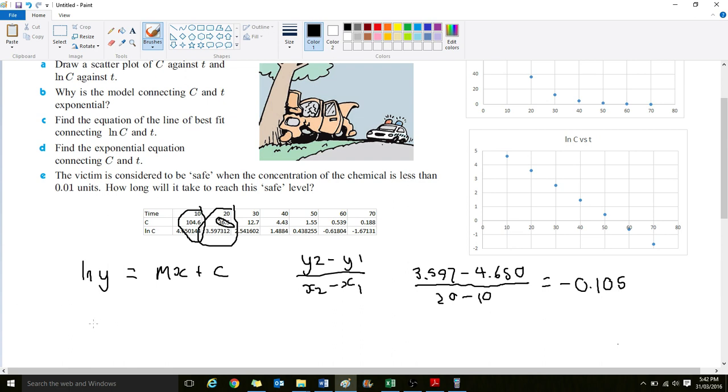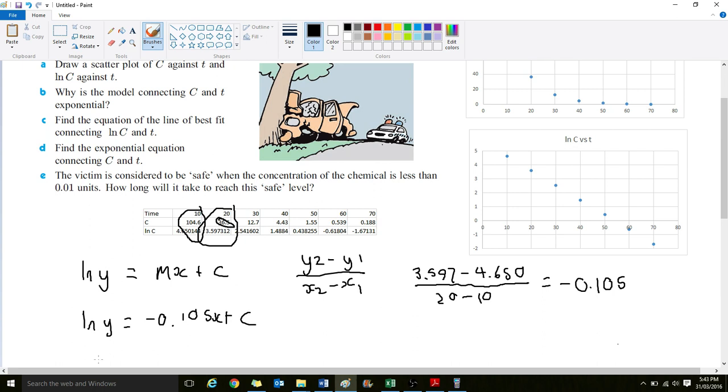So now what we have then is we're starting to develop this equation. We've solved m. M is the slope. So we have ln y is equal to minus 0.105 plus c. Now the way we're going to solve c is just by choosing 2 points along here. Sorry, 0.105 times x, isn't it? Yep, 0.105 times x plus c.